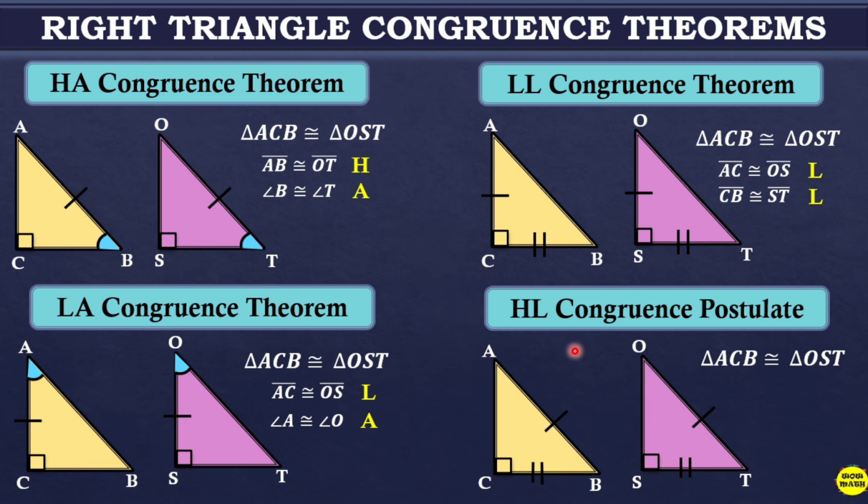And next, we have triangle ACB is congruent to triangle OST. What are the parts of these two triangles to make them congruent? We have H, the hypotenuse. AB is congruent to segment OT. So this is your hypotenuse. And then we have CB is congruent to segment ST. So this is your leg. So that's why these two triangles are also congruent by HL congruence postulate.